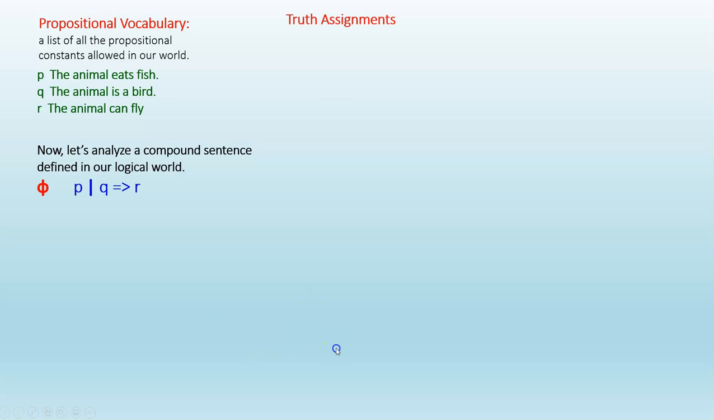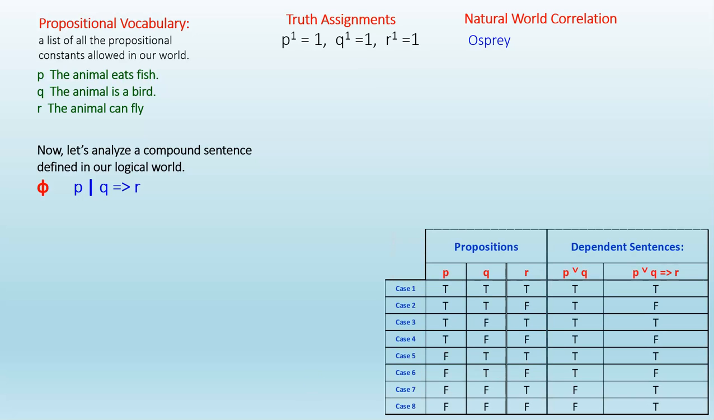So let's first start off with some truth assignments. And when I make a concrete example like this, it has to be something that's connected to the natural world or the world that students are familiar with, at least partially familiar. And if they're not completely familiar with it, I provide the background information. So here's what I mean by that. The first truth assignment we'll look at is represented by all 3 of the proposition constants being true. And I'm going to say that corresponds to an osprey in the natural world.